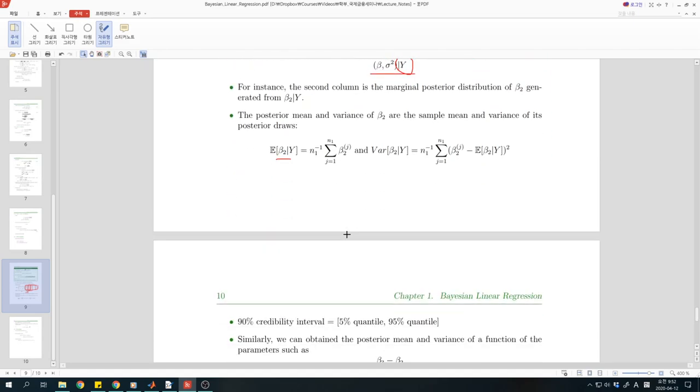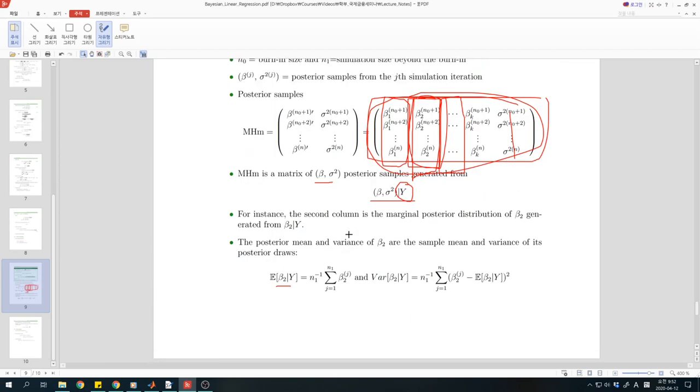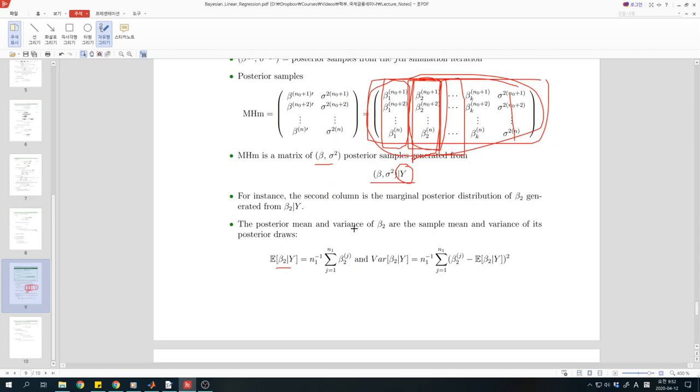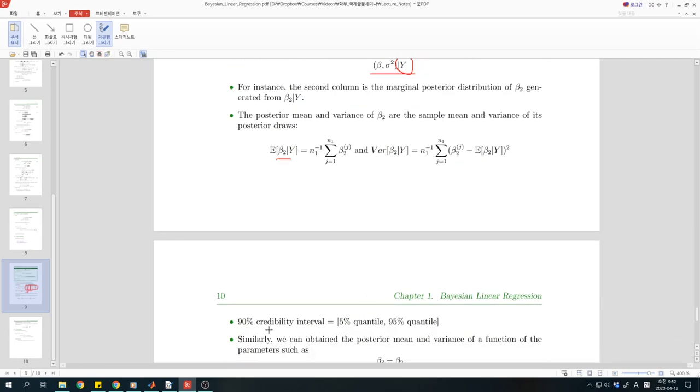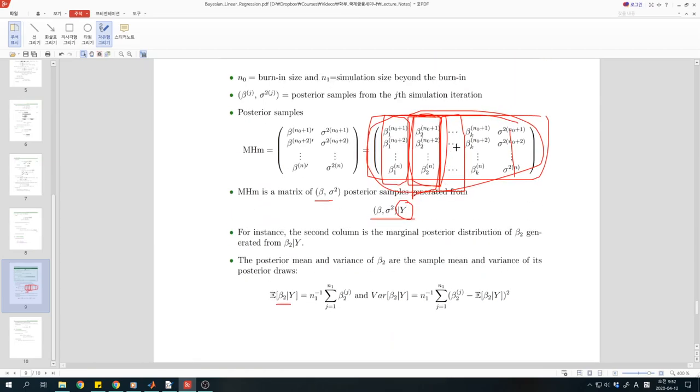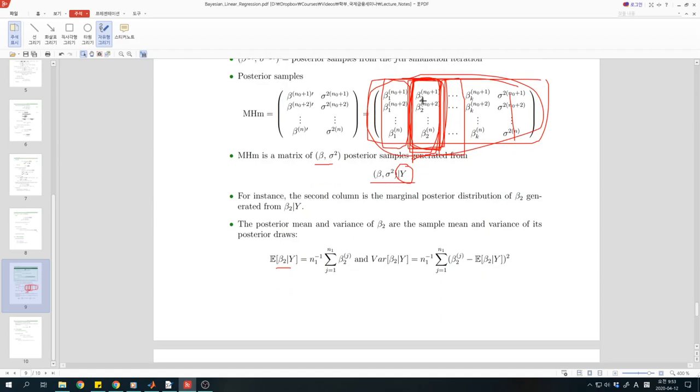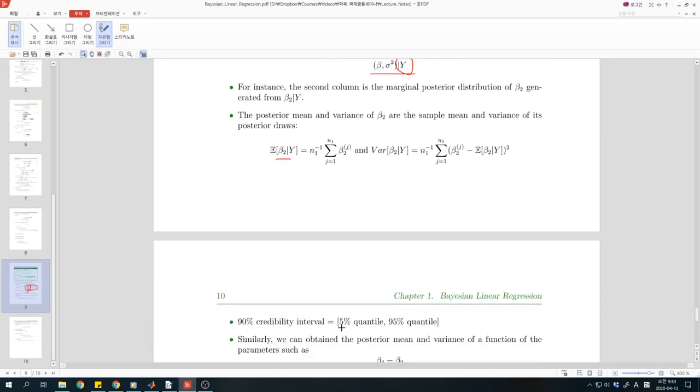Then that's it, right? And also we can compute the 90% or 95% credibility interval. In the frequentist approach or the econometrics one, it was called a confidence band. But in this Bayesian approach, we call it a credibility interval. Okay, so to compute the 90% credibility interval, what do we have to do? We can sort these 10,000 samples. Then the 500th value will be this 5% quantile, right?